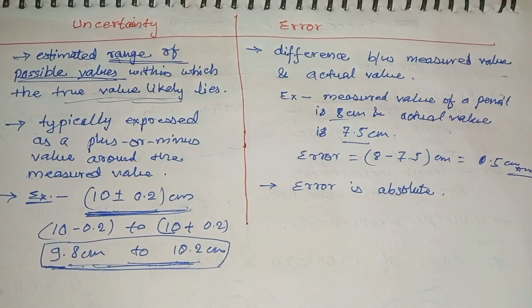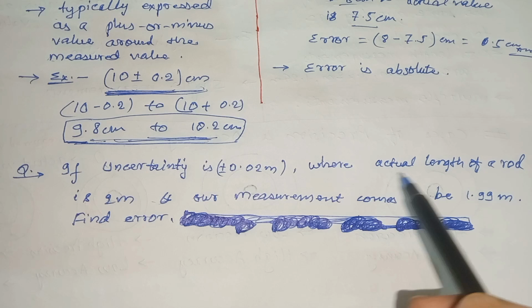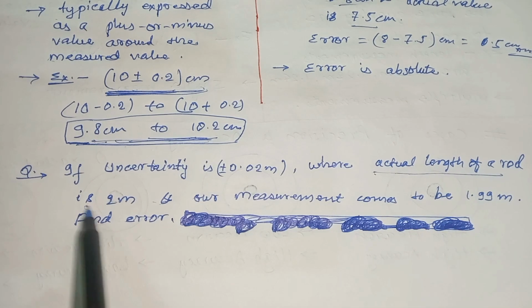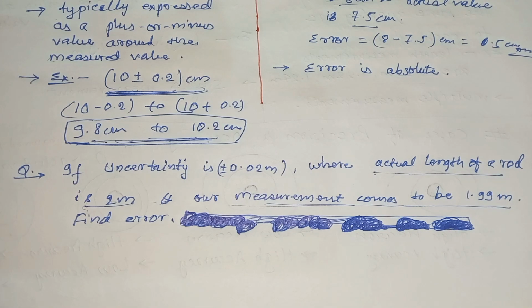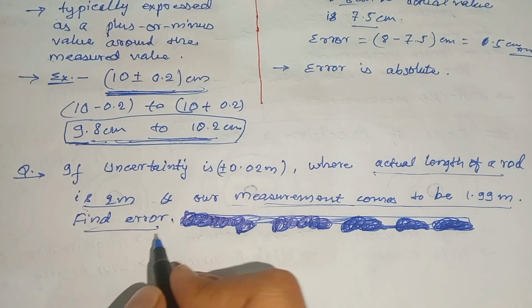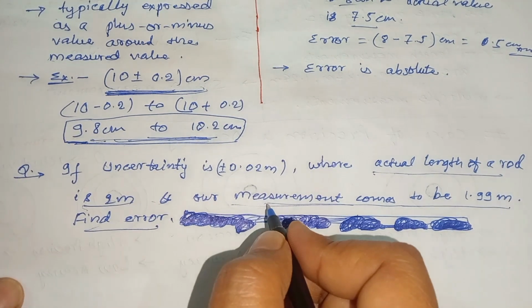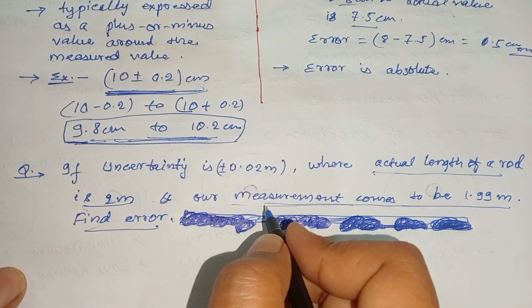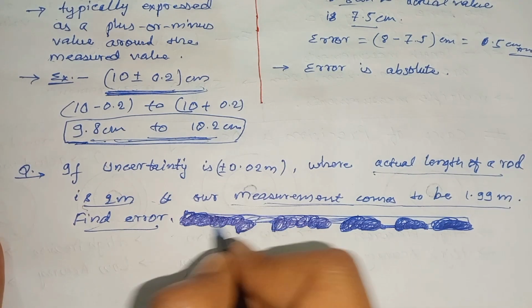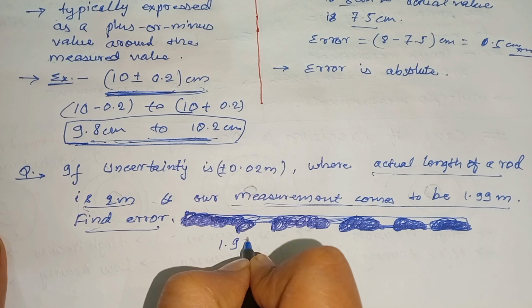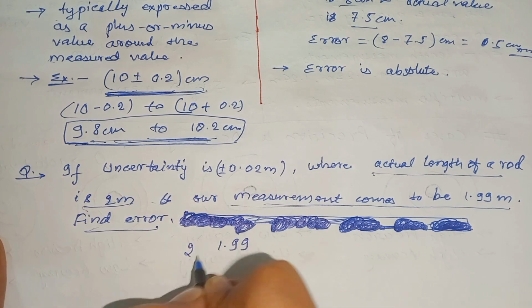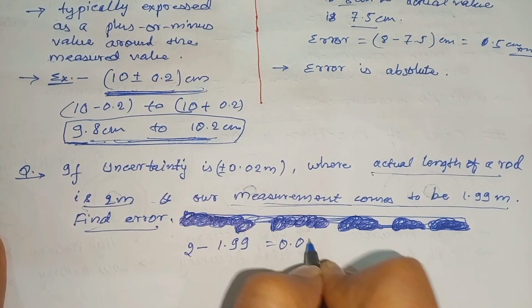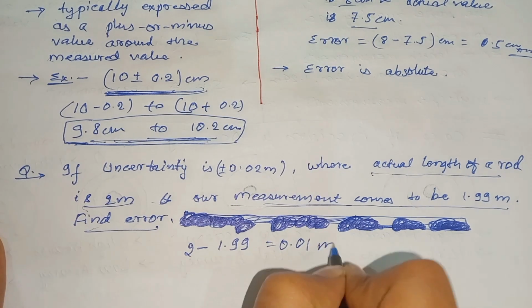Now let's understand it more clearly with an example. In this question, it is written that the actual value of a rod is 2 meters and our measurement comes to be 1.99 meters. Find the error. If error is to be found out, it is simply the subtraction of the measured value and actual value. So 2 minus 1.99 is 0.01. This will be the error.